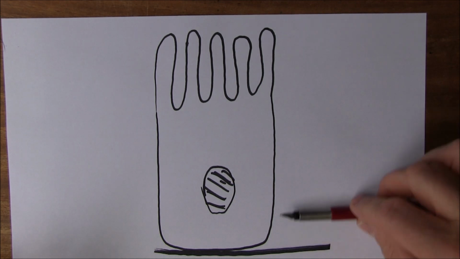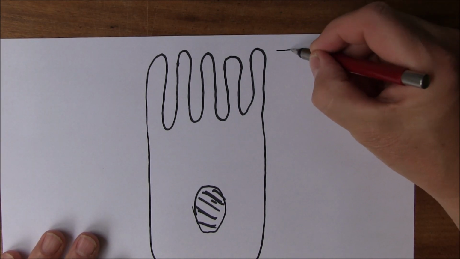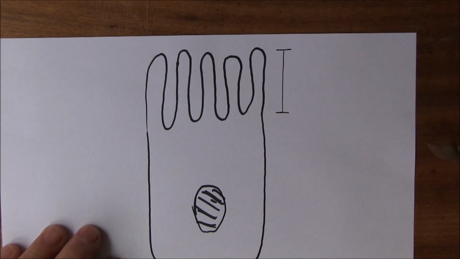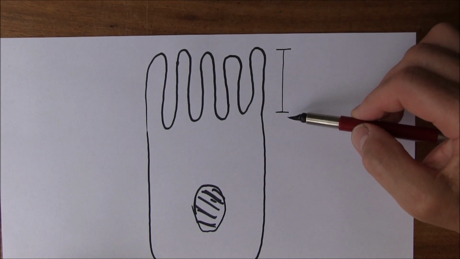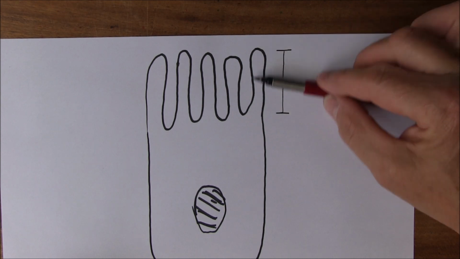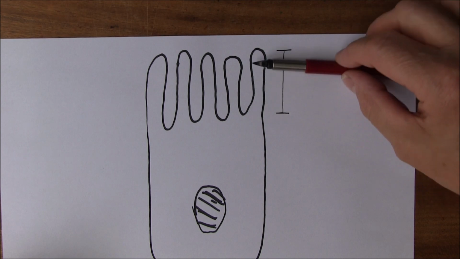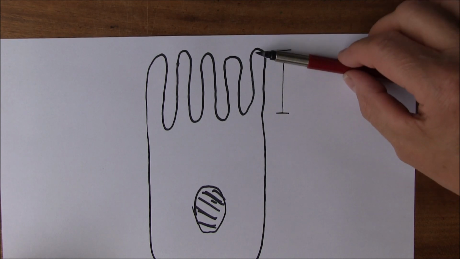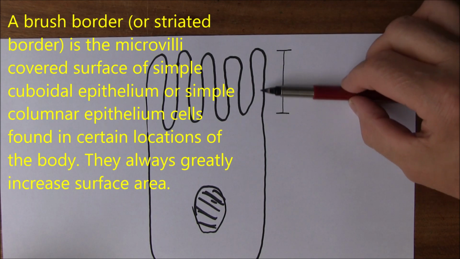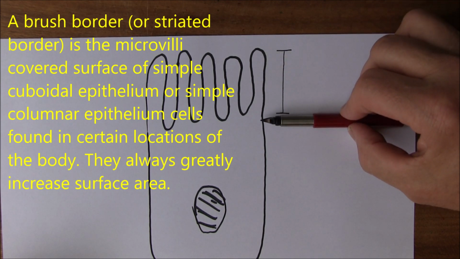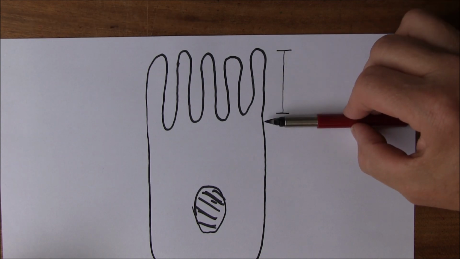Now, we've said these cells are about 20 micrometers tall, but the microvilli themselves are only about 1 micrometer. That's 1,000th of a millimeter in height. And this arrangement of microvilli forms what is called the brush border. The brush border is a term which was developed during the days of light microscopes.